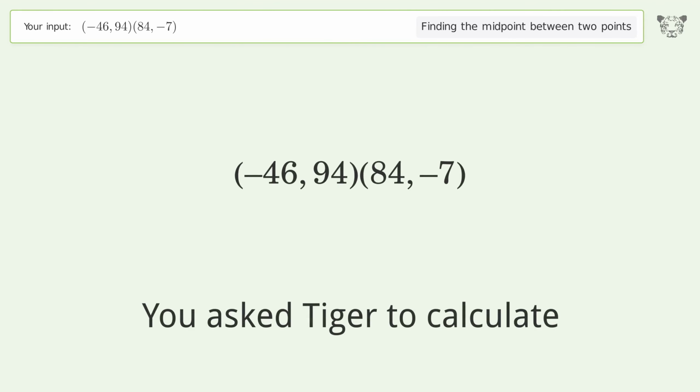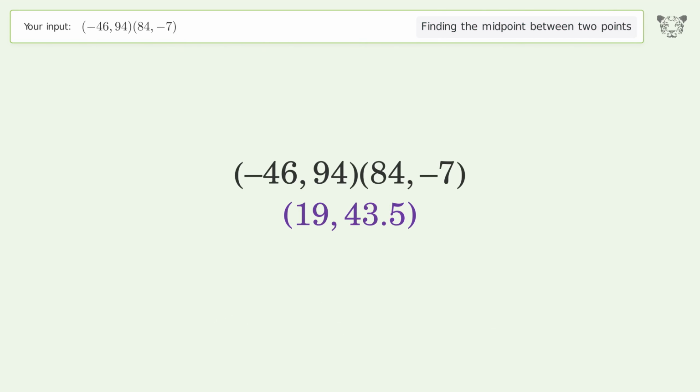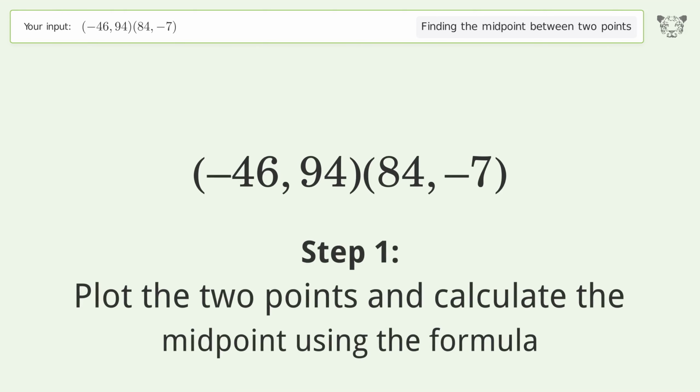You ask Tiger to calculate. This deals with finding the midpoint between 2 points. The midpoint between the 2 points is 1943.5. Let's solve it step by step. Plot the 2 points and calculate the midpoint using the formula.